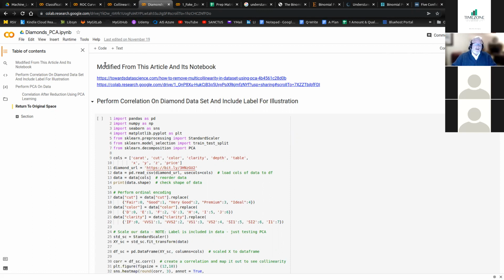Now, I modified this notebook from this article and its notebook. So let's see, Yuko, would you check? I don't think this Diamonds PCA is necessarily in our directory, but it might be. Okay, I'm going to check that. Thank you, Yuko. All right.